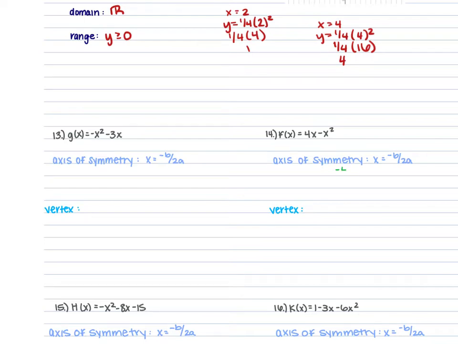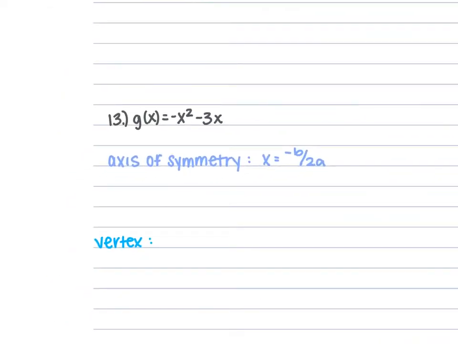So for 13, they give us g of x is equal to negative x squared minus 3x. So our a is negative 1, our b is negative 3. So our axis of symmetry, x is equal to negative b over 2 times a. We're going to have x is equal to a negative times negative 3 over 2 times negative 1. So these are going to become positive. This is going to stay negative, so x is equal to 3 over negative 2, which is negative 3 over 2.